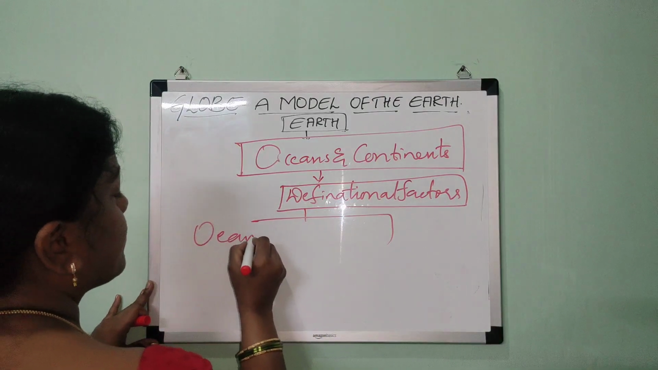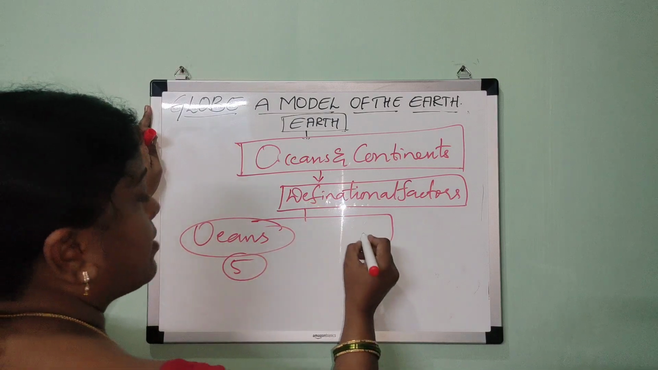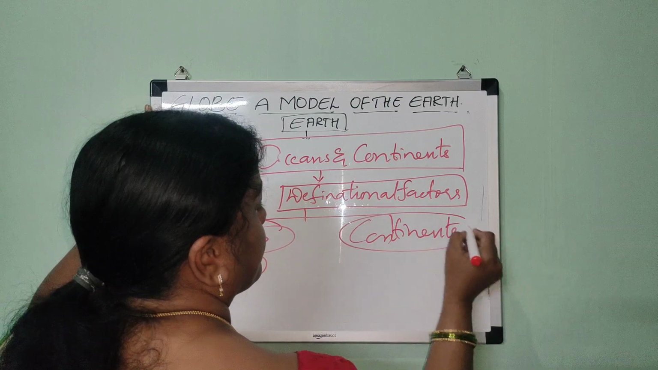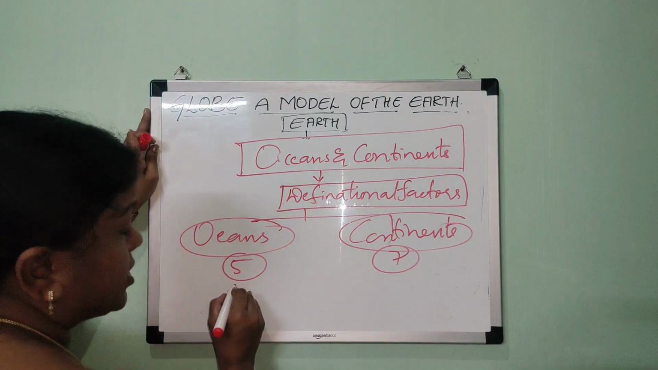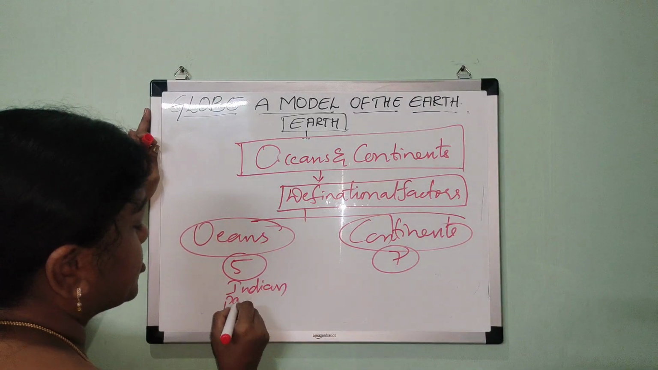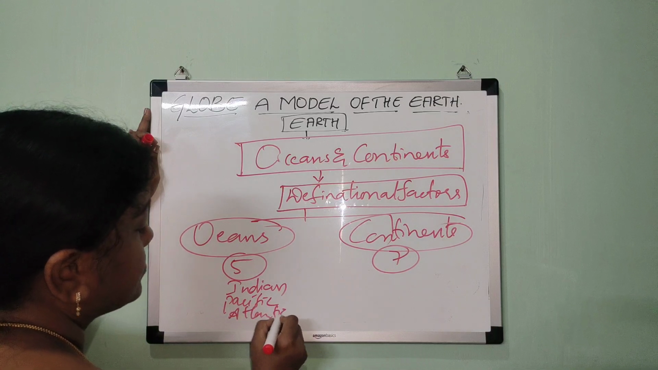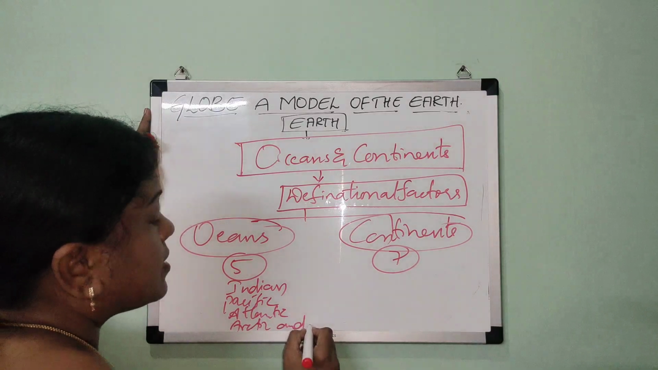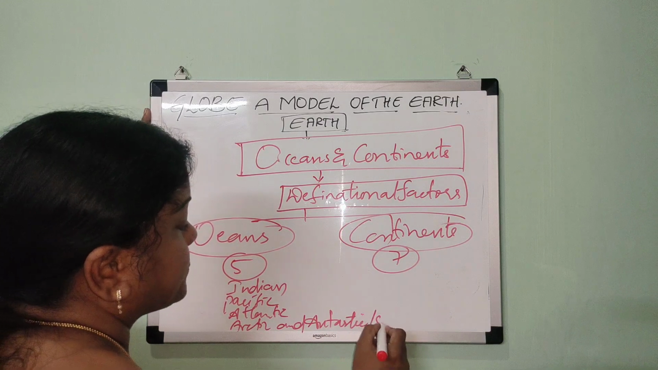Oceans. Actually we have 5 oceans. And what about the continents? Yes, 7 continents. So what are they? Let us go for the oceans first: Indian Ocean, Pacific Ocean, Atlantic Ocean, Arctic Ocean, and Antarctic Ocean, which you even call the Southern Ocean.